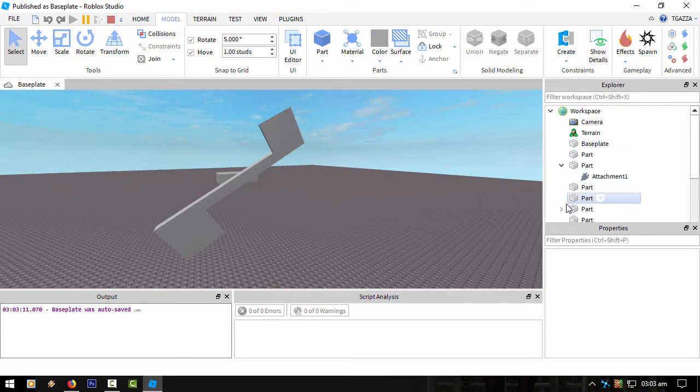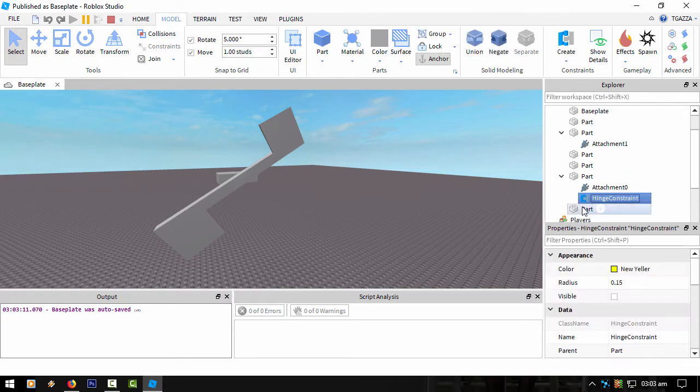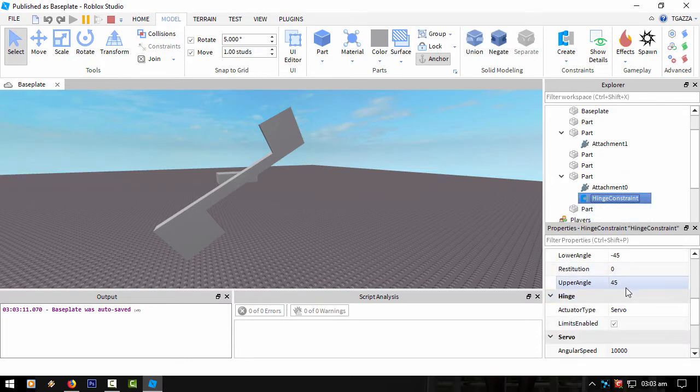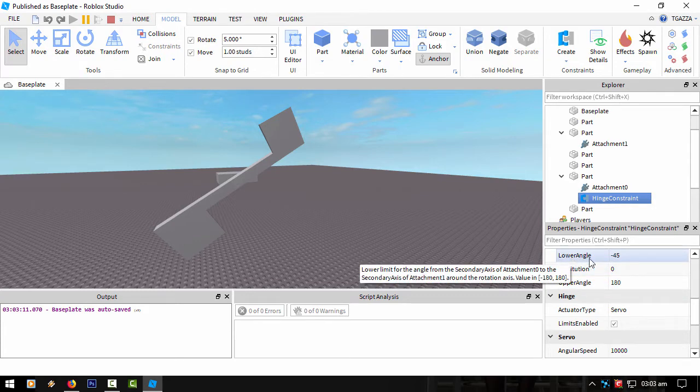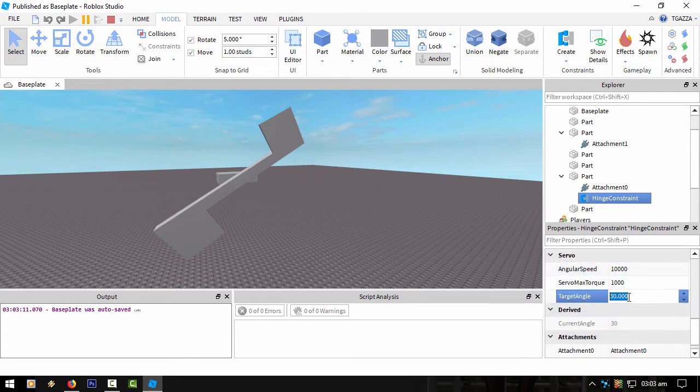So that's the servo. It just moves it to a point and then stops. Very good for legs, if you like. If you want it to go further than 45, you can just change these to, let's say, 180, and then lower angle of 45. So if you set a target angle of anything above the upper angle, it will go to that angle and then stop. If it goes below the lower angle, it will only go to that angle and then stop, regardless of what you put down at the target angle.